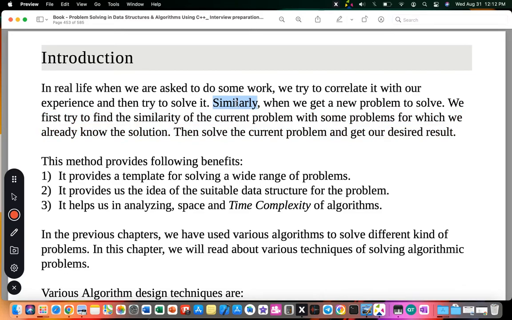Similarly, when you get a new problem to solve, as a developer, as a programmer, someone asks you to do something. We first try to find the similarity of the current problem with some problems for which we already know the solution. Many times the developer or the programmer searches GitHub and tries to find the code written for it, right? Then solve the current problem to get our desired result.